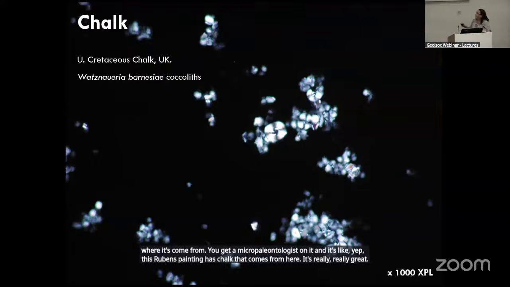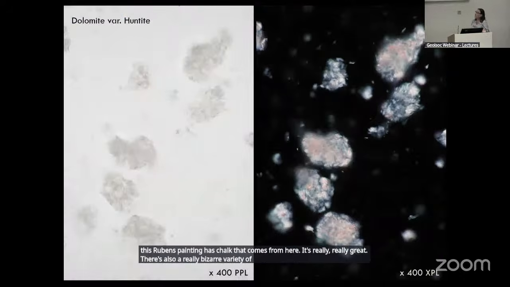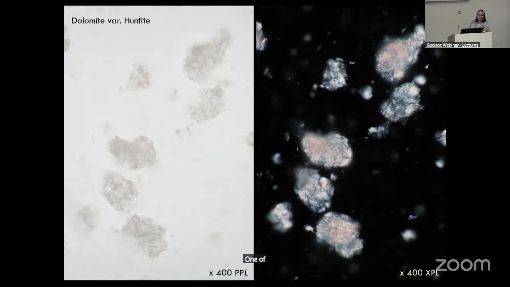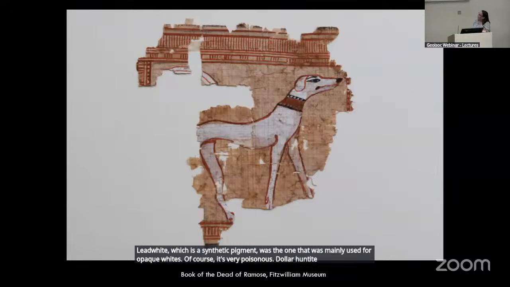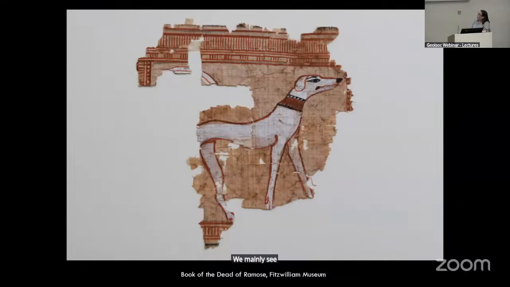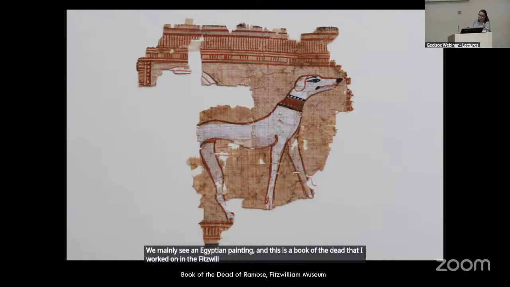There's also a really bizarre variety of dolomite called huntite. One of the problems with chalk is it's a really transparent pigment, so it's not good for opaque whites. Lead white, which is a synthetic pigment, was the one that was mainly used for opaque whites. Of course, it's very poisonous. Huntite, we mainly see in Egyptian painting. This is a Book of the Dead that I worked on in the Fitzwilliam Museum, and this dog here is painted in this huntite with more transparent whites in its underbelly.